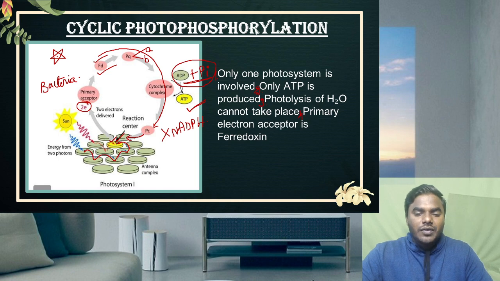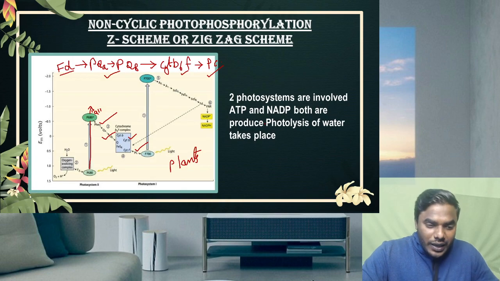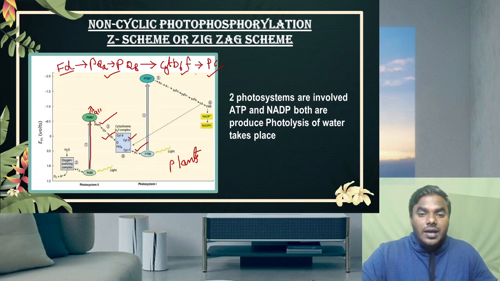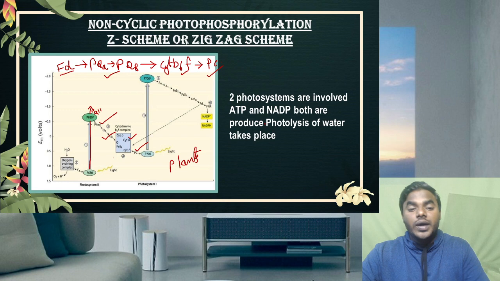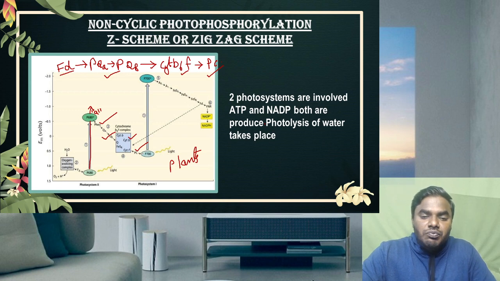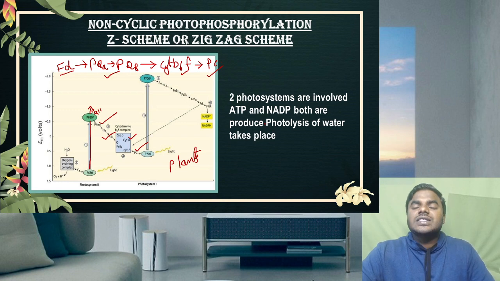But friends, if you recall what happens in cyclic photophosphorylation, from the plastocyanin the electrons start moving from where to where? It moves once again back to the origin. From wherever it started, it came back. But friends, do you think the plastocyanin moves back to the origin here? No, the plastocyanin moves to the next photosystem. What is that? P700. So from P700, the electron moves to the reaction center.